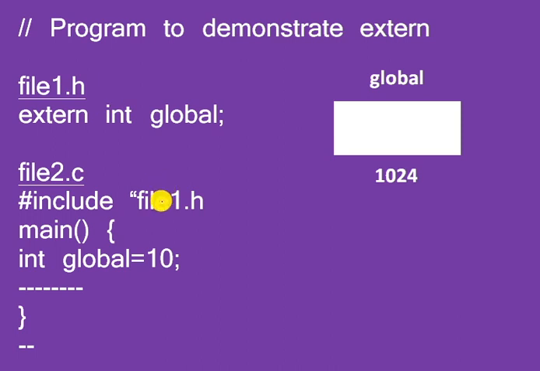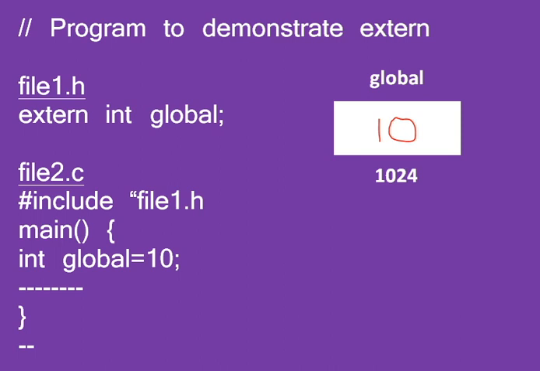We are including this file, and within that file we declare the global variable as an external variable. So if you try to write int global here, this global refers to 1024 only. If you try to assign the value 10 to this global, then 10 is stored in the 1024 location only. So this is about the external storage class or external variable. You can declare an external variable in one file and you can use that variable in another file. That is the advantage of the external variable.